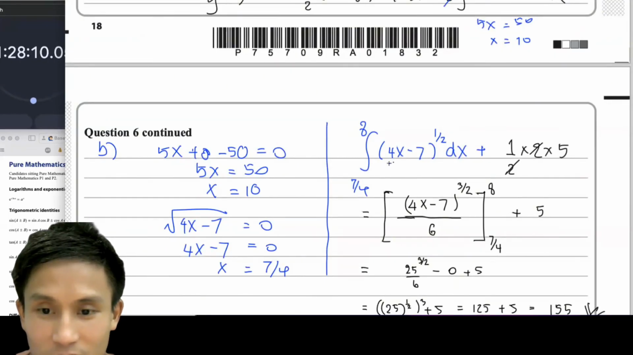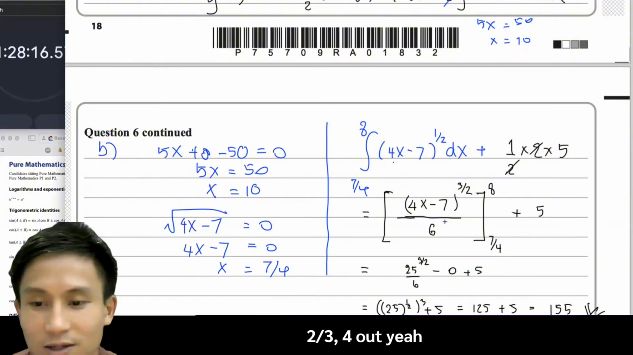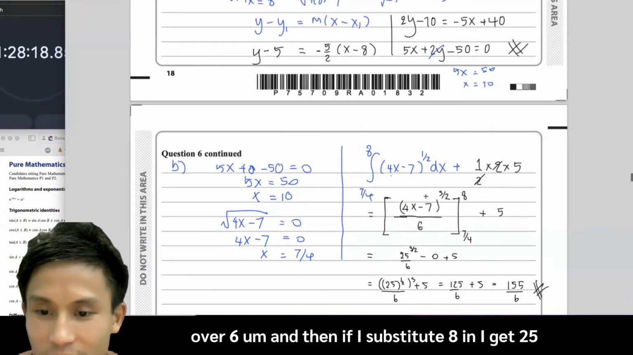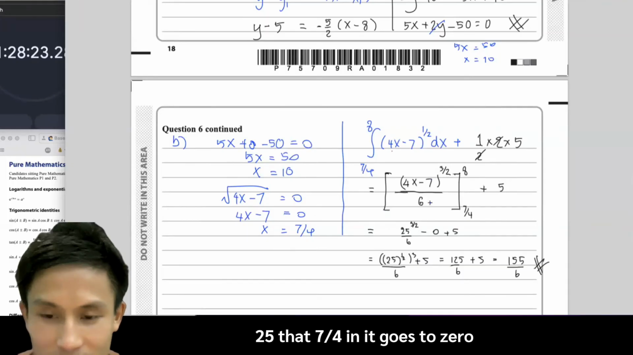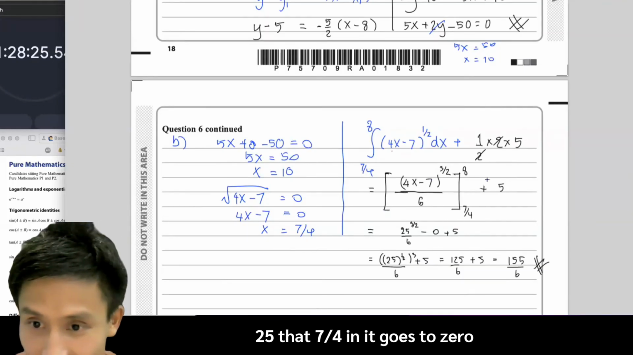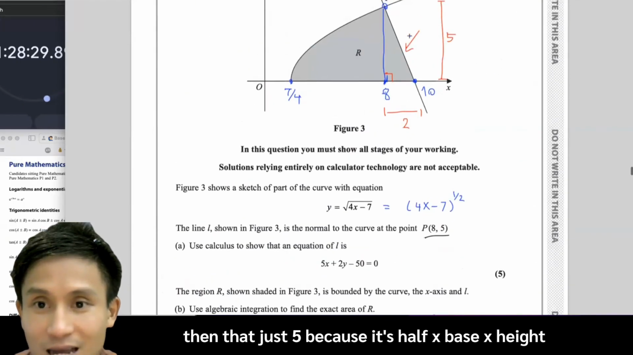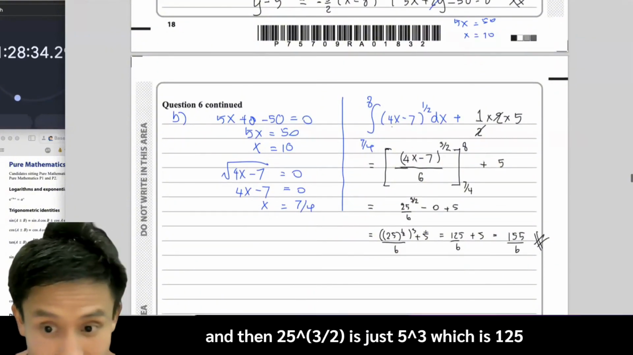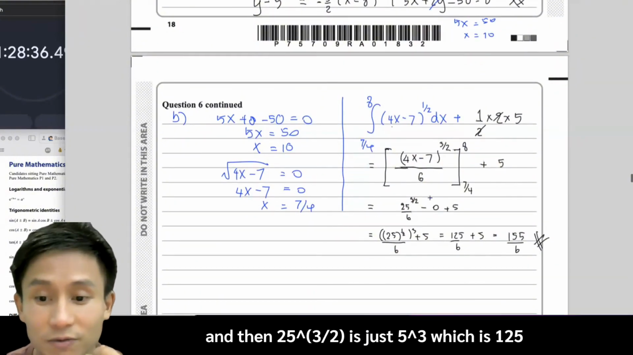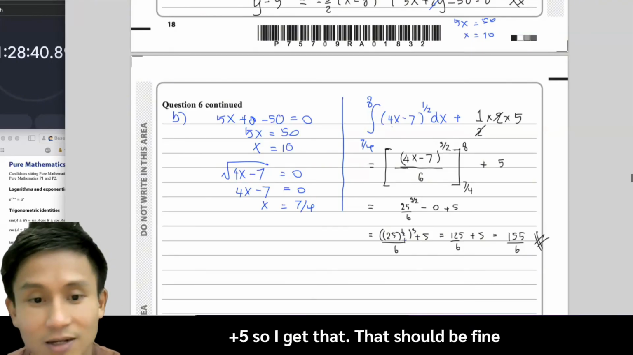Hang on. 3 over 2, 2 over 3. 2 over 3, 4 out, yeah. Over 6. And then if I substitute 8 in, I get 25, 25, that. 7 over 4 in, it goes to 0. And then that's just 5 because it's half base times height. Yep. And then 25 to the power of 3 over 2 is just 5 cubed, which is 125, plus 5. So I get that.